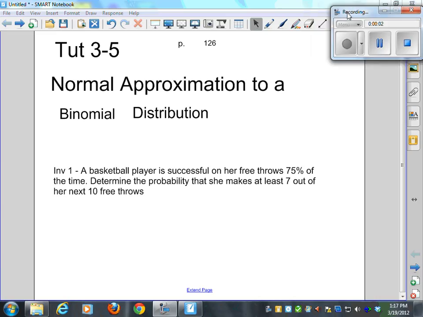So today we are looking at, on page 126, the normal approximation to a binomial distribution.